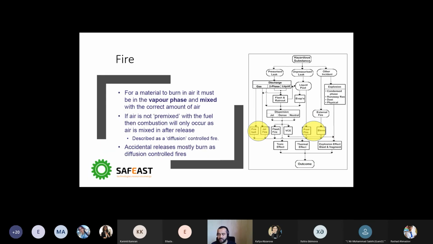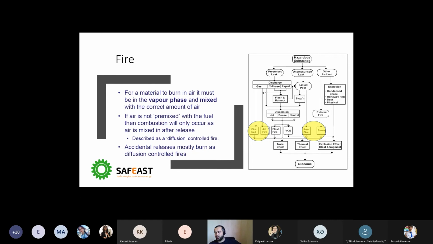So then next, once you've done your source term modeling and your dispersion modeling, it's time to understand the ignited release effect. It's a phenomenon called fire. And as you see from our flow chart, there could be many different types of fires: fireball, jet fire, flash fire, pool fire, BLEVE, etc. We will discuss which is which, which we should worry about, and how we can calculate each of them.